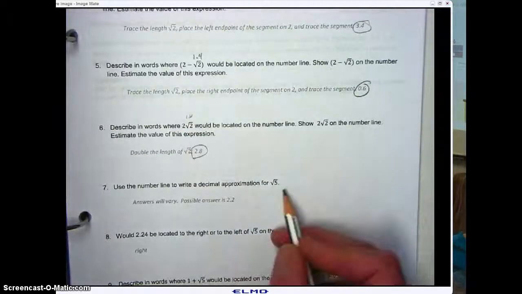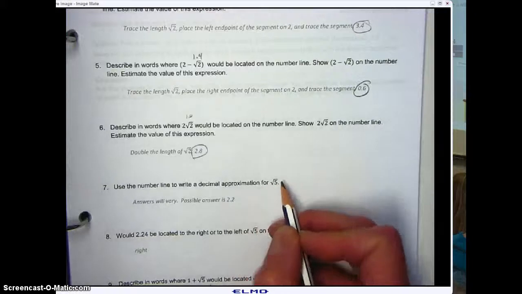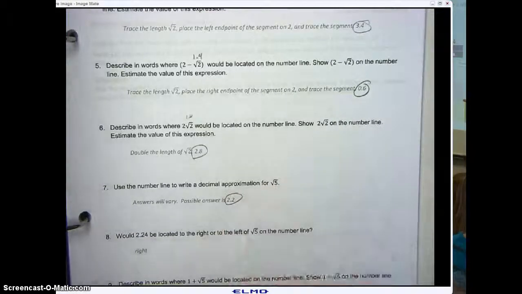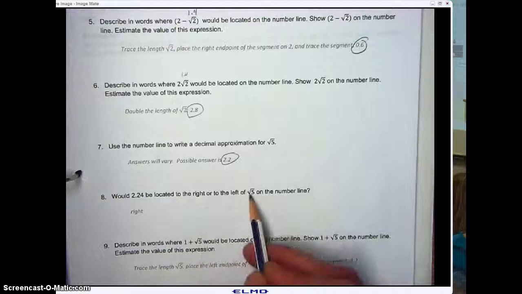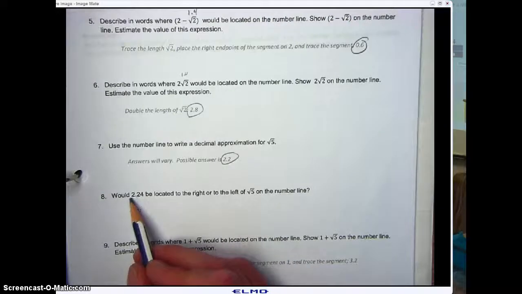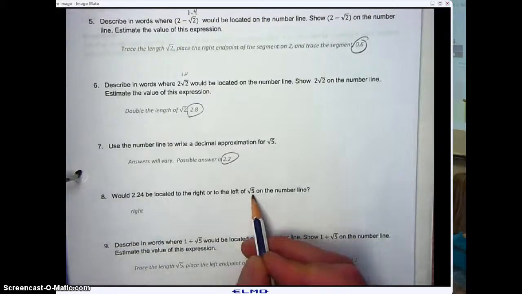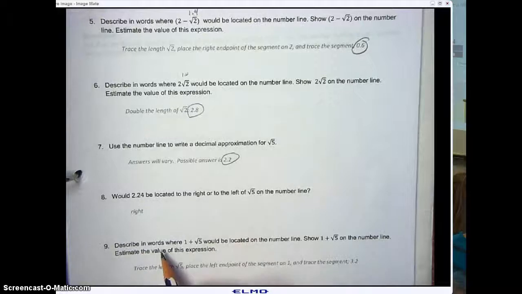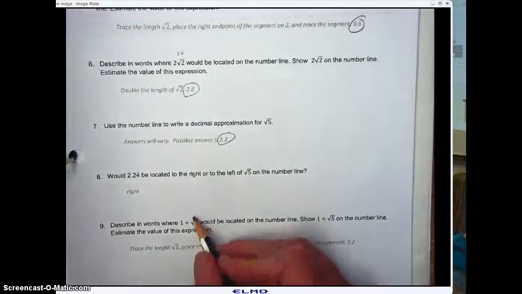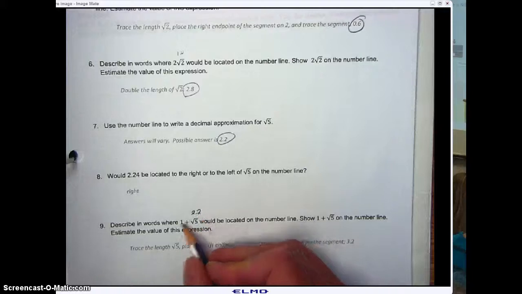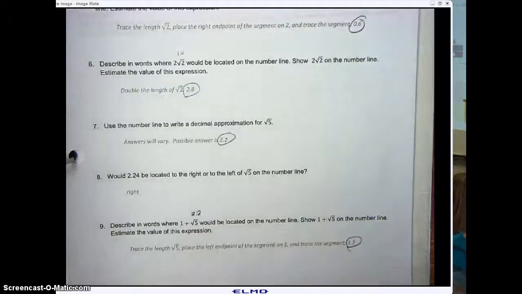What's the decimal approximation for radical 5? Square root of 5 is 2.2. Would 2.24 be to the right or left? It would be to the right, because clearly this number is a little bit bigger than this when you use the calculator. And lastly, describe in words where 1 plus the square root of 5 would be. Well, the square root of 5 is about 2.2, so 1 plus 2.2 is about 3.2.